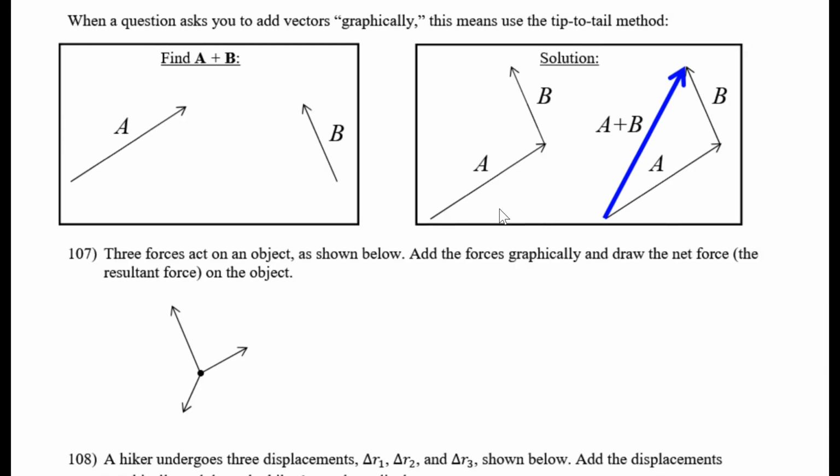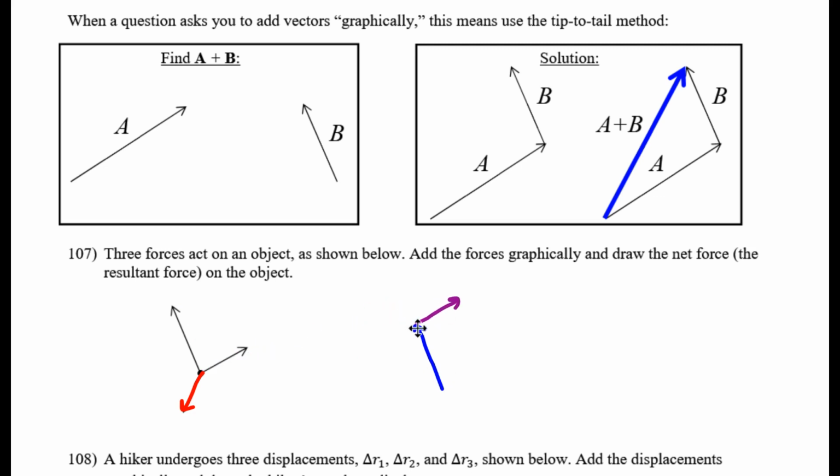Vector addition is pretty straightforward, and we've learned this before. As a quick reminder, if we have three vectors, blue, purple, and red, the way we add them is by connecting them tip to tail. So it doesn't matter which one I start with.